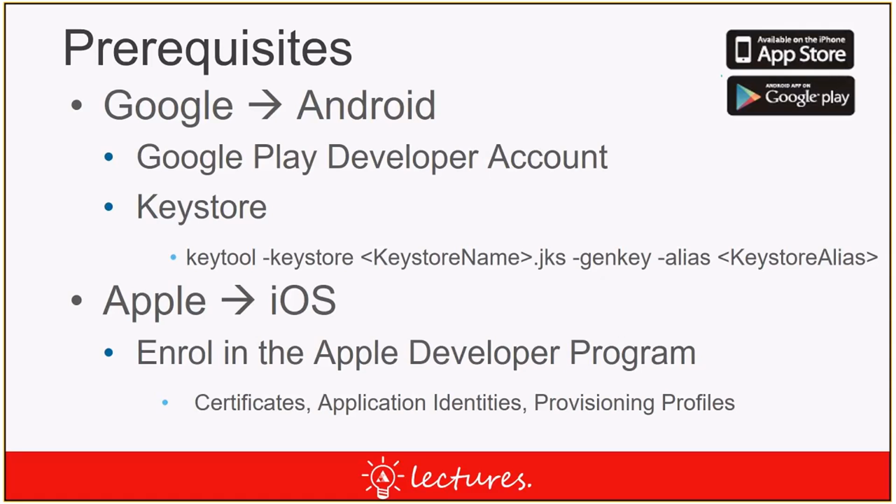Part of that will involve creating for Google a key store, and the key store is basically a container for your certificates that allow you to sign your applications, basically giving them an identity and allowing people to say, yeah, this has definitely come from a particular vendor. So it's just like a signature. With Apple, you have the same things. You have certificates, application identities, and provisioning profiles. And again, that all combines to form part of the signing profile and the build process.